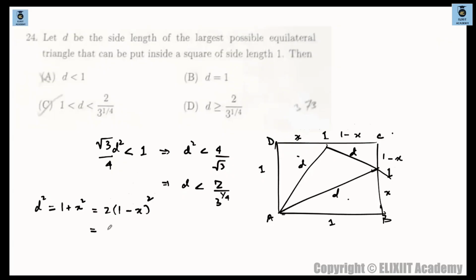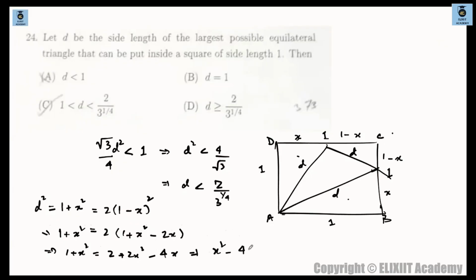So we simplify this. This is basically 2 times 1 minus 2x plus x square, and this is 1 plus x square. We solve for x from here. So 1 plus x square equals 2 plus 2x square minus 4x. So this is basically x square, then we have x square minus 4x plus 1 equal to 0. We solve for x from here.